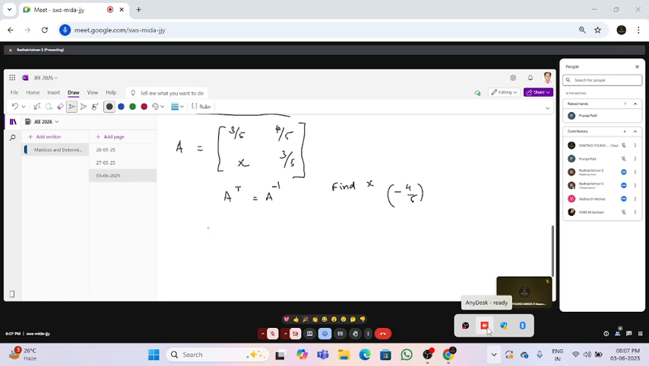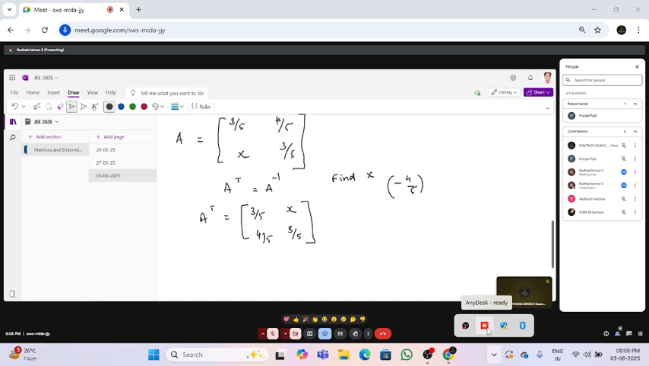Let's just do it. So what is A transpose? 3 by 5. Put columns as rows and rows as columns. 4 by 5, 3 by 5. This is your A transpose. Now to do the A inverse, you have to do a few things. Minor is 3 by 5, x, 4 by 5, 3 by 5. Minor means for every term you take out the row and column and whatever is remaining I write that. For example, for this term you take out the first row and first column, so whatever remains is this one, which is 3 by 5.